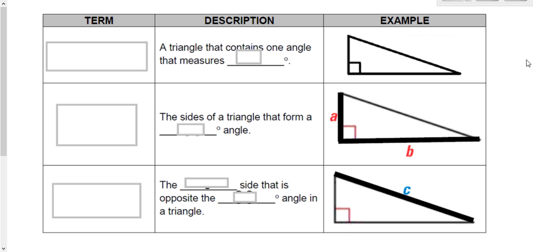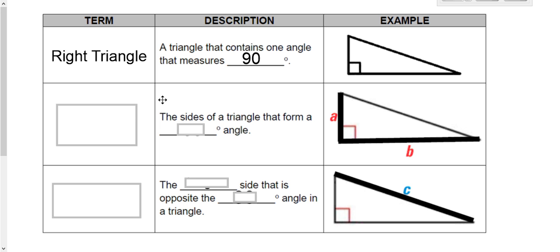Let's take a look here. First we'll look at some terminology, some vocabulary. First of all, our first term is a right triangle. What is a right triangle? A triangle that contains one angle that measures 90 degrees. And you can see we make the 90-degree mark with this little box right here, a little corner of a box. There's the 90-degree angle. This is a right triangle.